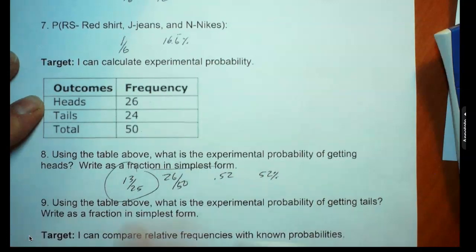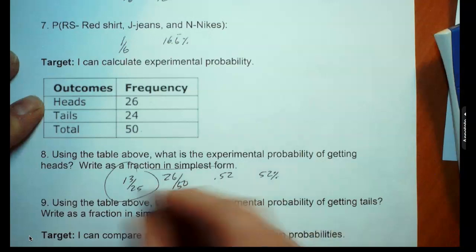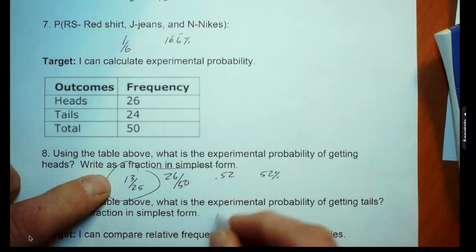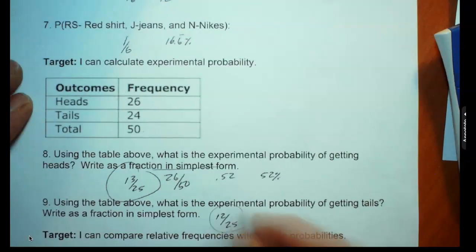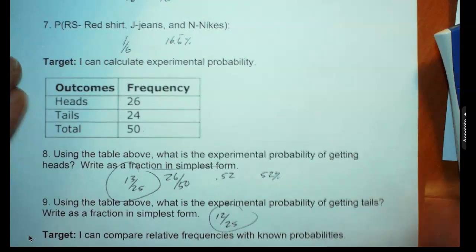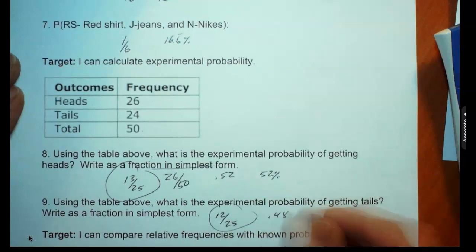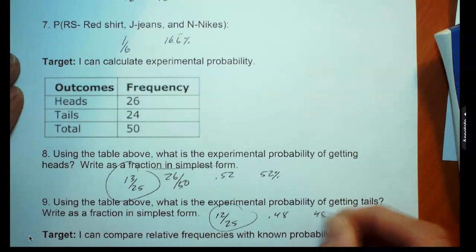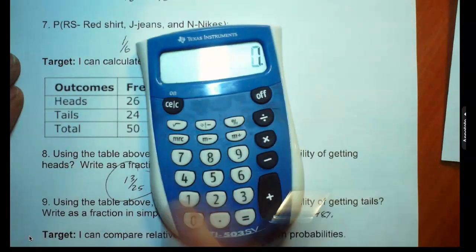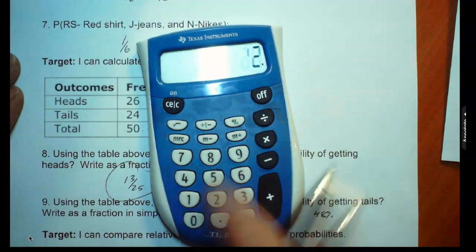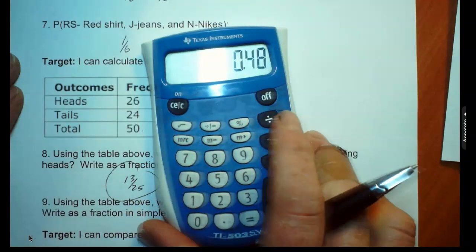Using the table above, what is the experimental probability of getting a tails? Well, if this is 13/25, the tails have to be 12/25 because that's the complementary event. You can go ahead and figure that out. That's going to be 0.48 if you like decimals, and 48%. Wait, what? You don't trust me? All right. 12 divided by 25. Bam. All right. Yeah, it's a gift.